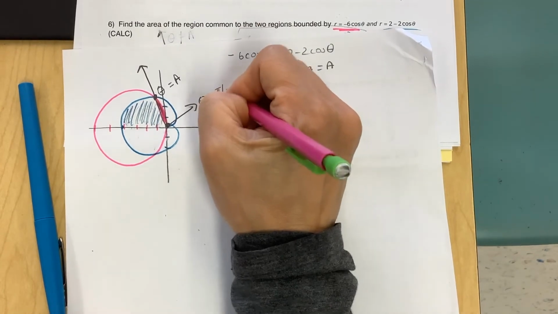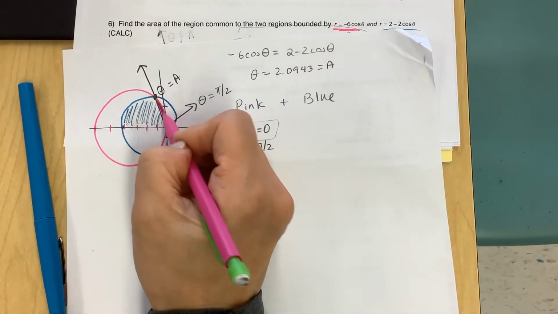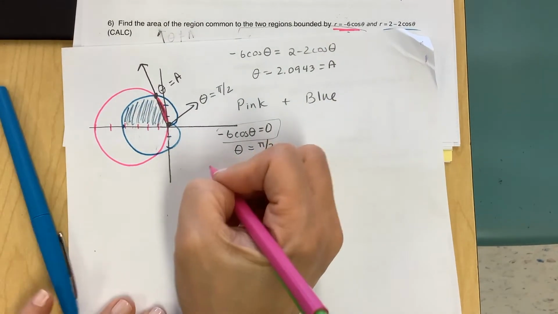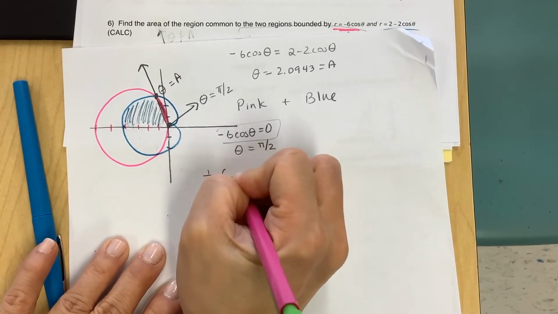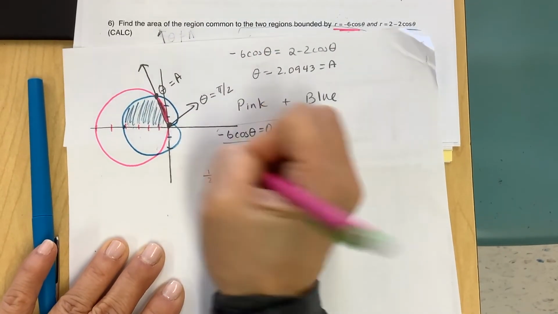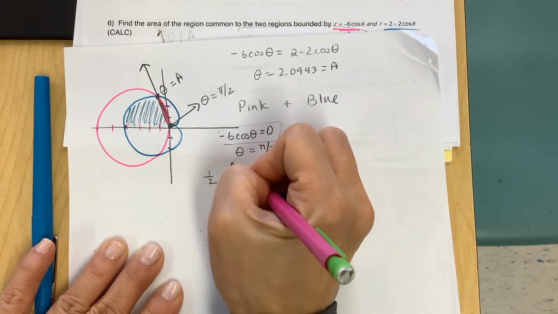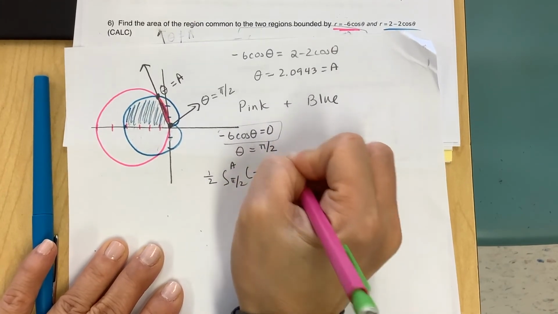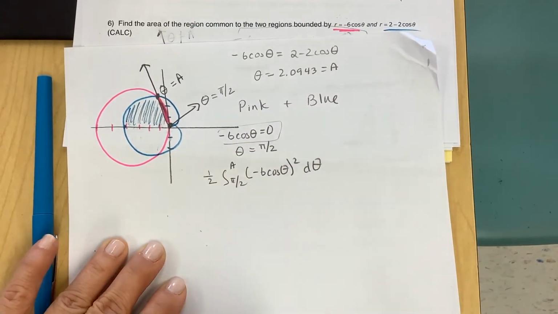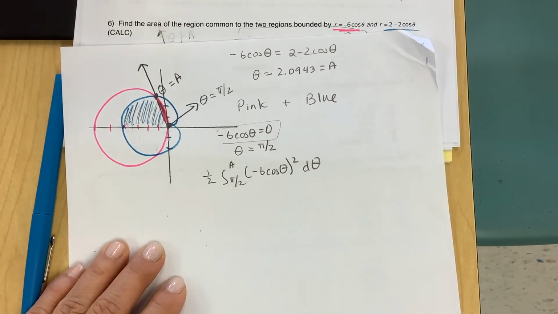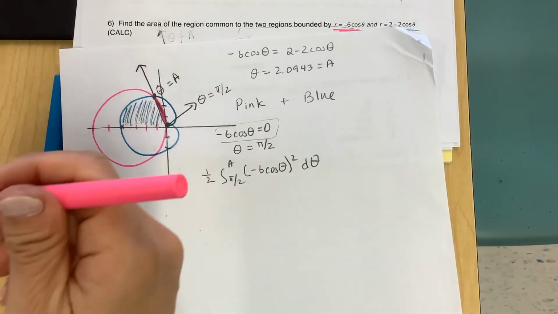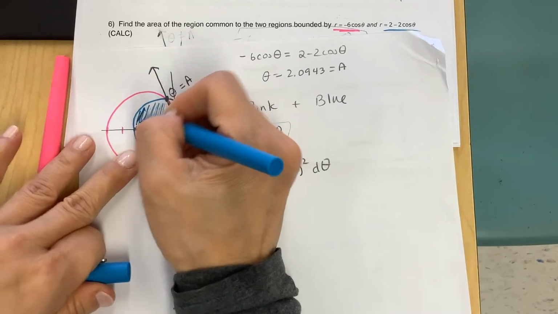So this is pi halves here. So in order to get this little pink sliver, we're going to integrate from pi halves to A of just the pink graph, which is -6 cosine of theta squared d theta. So there's the pink. Okay, now let's think about this blue region here. So I need to add to this blue region.